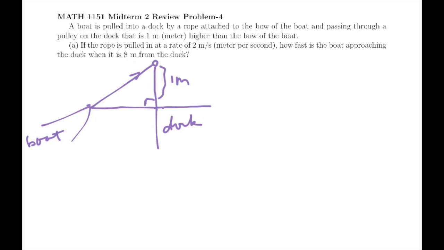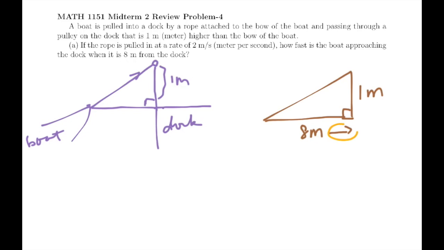Basically, in this right triangle, I'm going to redraw it here. We have a right triangle, and we want to know that when the distance between the boat and the dock is 8 meters, that means this side is equal to 8 meters, and this side is 1 meter because the pulley is 1 meter higher than the dock. And we want to know how fast that is, the rate of the boat approaching the dock. So basically we want to find this rate here.